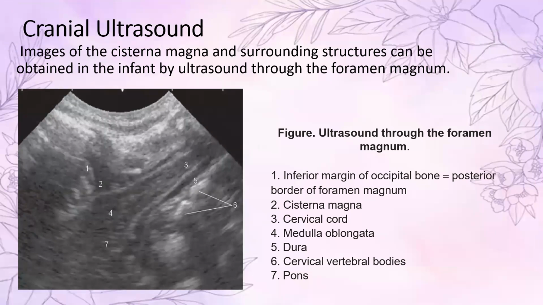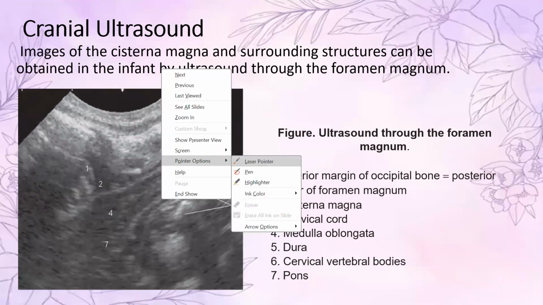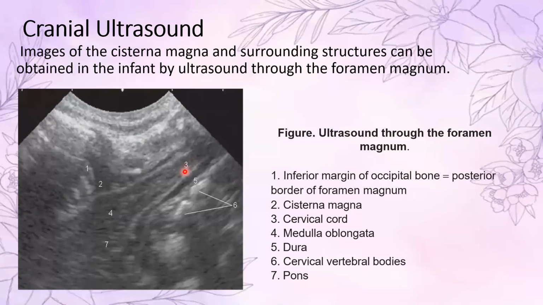Cranial ultrasound. We can obtain images of the cisterna magna and the surrounding structures in infants by using the foramen magnum as our window. We can see this is the spinal cord. Anteriorly, there's the vertebra and the dura. Posteriorly, this is the occipital bone, the cisterna magna. And then there's the medulla oblongata, and superiorly, there's the bones.